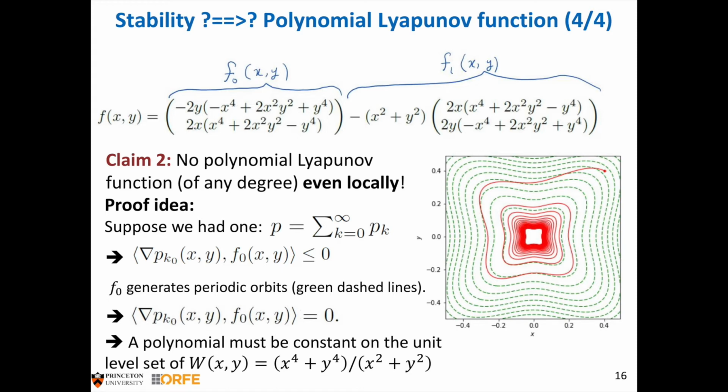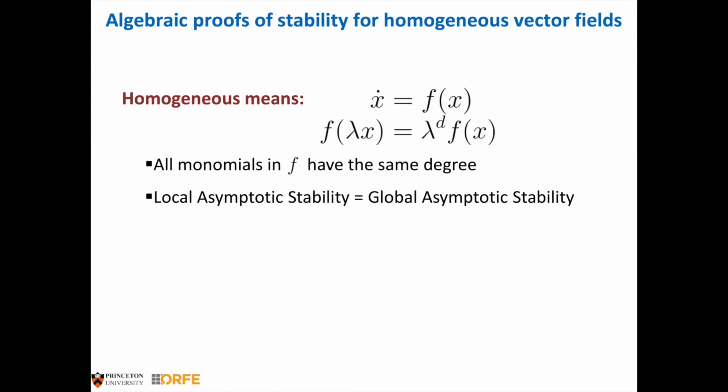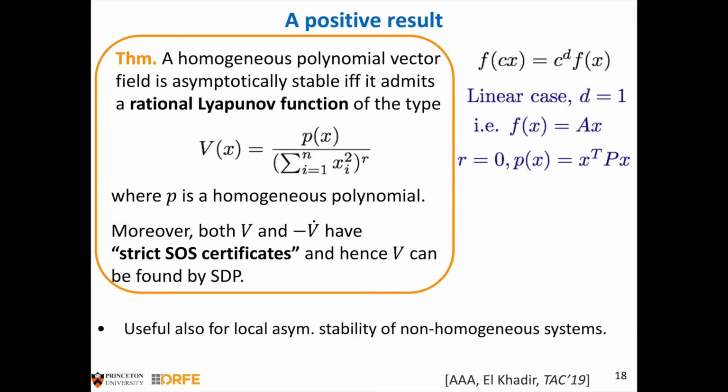You can ask, what happens if your system is homogeneous, which is what I'm going to do here, and then things get better. So, for instance, linear systems are homogeneous. There's always a degree 2 Lyapunov function. If you have a homogeneous vector field of higher degree, with the same student, we proved that there is always a rational Lyapunov function. So homogeneity helps you get a rational Lyapunov function, and moreover, we can prove that you can take its denominator to always be a power of sum of xi squared.